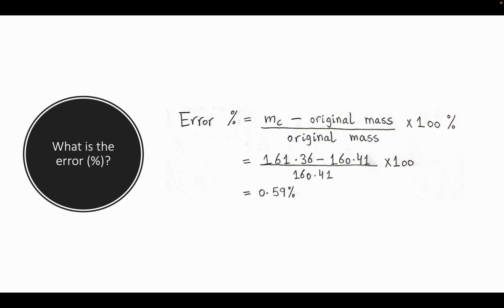Now moving towards the error, we subtract this mass from the original mass and divide it by the original mass, and to get it into a percentage we simply multiply it by 100, and we get 0.59% error in our result compared to the original value.